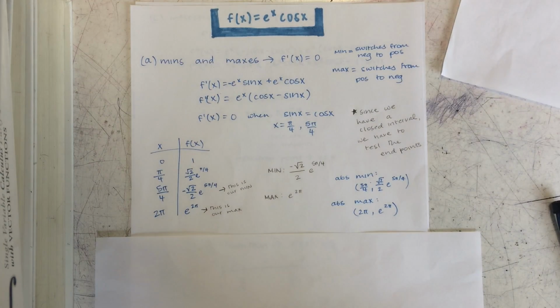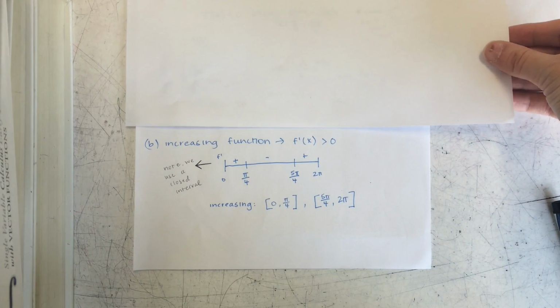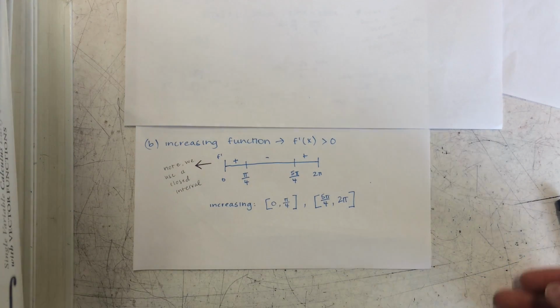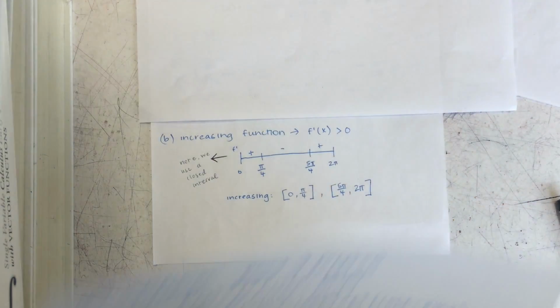Part B asks for when the function is increasing, so we're going to look at the first derivative when it's greater than 0. Use your endpoints and critical points learned from Part A to see that the function is increasing on the interval 0 to pi over 4 and 5 pi over 4 to 2 pi.